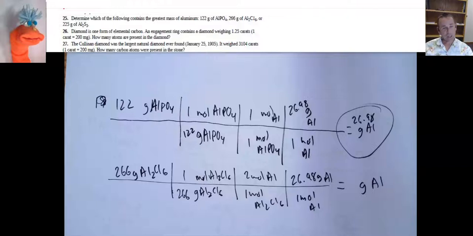Which of the following contains the greatest mass of aluminum? 122 grams of aluminum phosphate, 266 grams of aluminum Al2Cl6. That's not really aluminum chloride. I think it's some made-up compound, a chemical formula to test us and such.